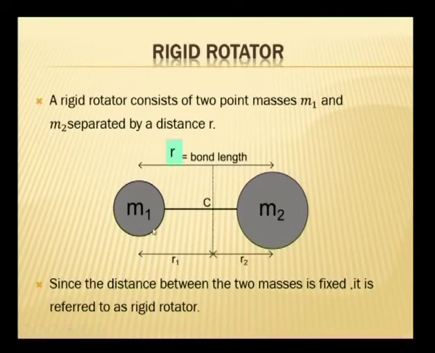Now, for the sake of convenience and simplicity, we assume that M1 and M2 are not vibrating. So, the distance is constant, it is rigid. In reality, it is not rigid. Okay. Why should we study this problem?